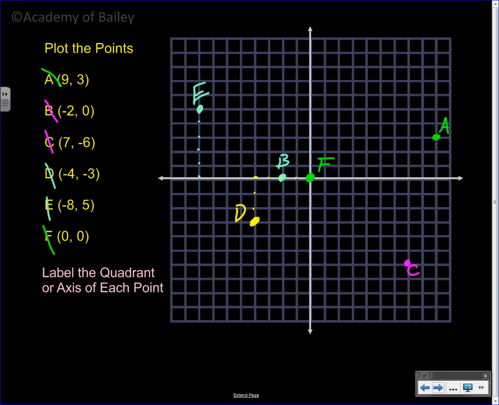Now it says label the quadrant or axis of each point. Okay? Letter A is right here. Letter A is in quadrant 1. Letter B is right here, and it would be on the x-axis. Letter C is down here, and it is in quadrant, well, if this is 1, counterclockwise, 2, 3, 4. Letter C is in quadrant 4. That would be I and then V. Letter D is in 3. Letter E would be in 2. And letter F is the origin.